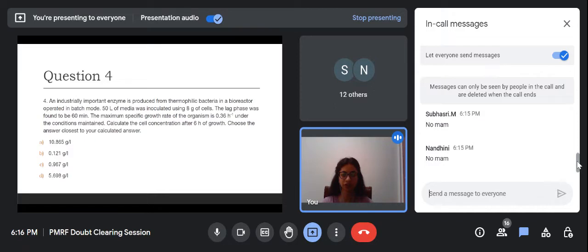Did anyone manage to solve this? Apart from one answer, I don't think I see any other answers as such. Does anyone have an idea of what the answer could be? Okay, I will move on.